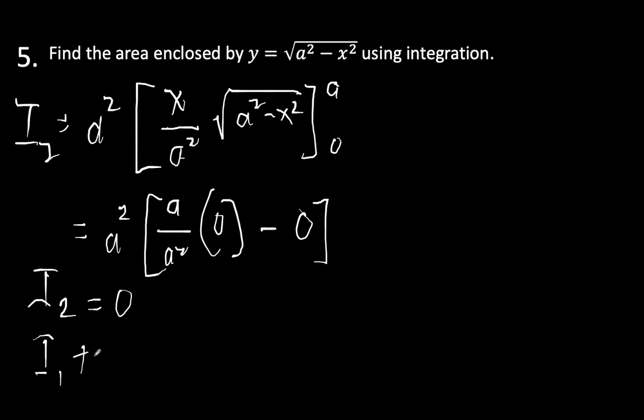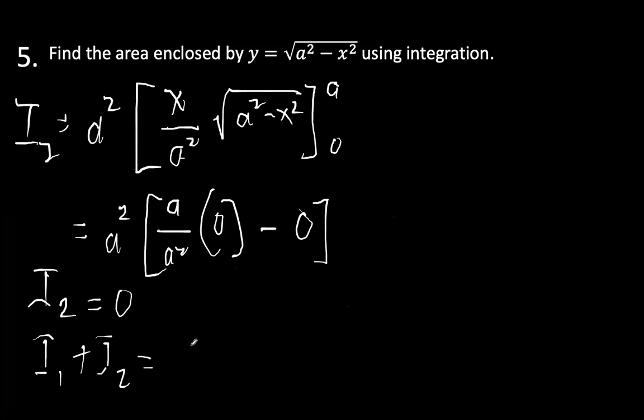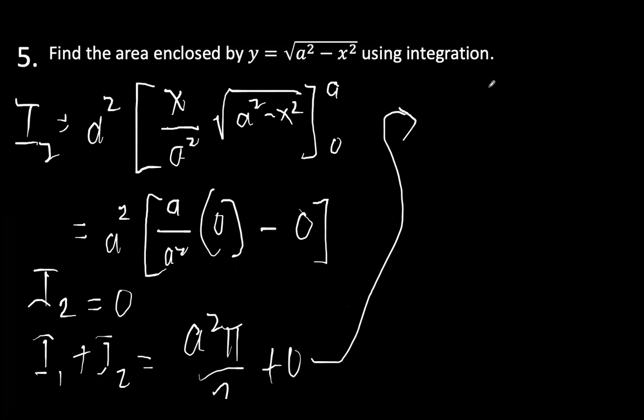Therefore, I1 plus I2 is equal to, I1 is equal to what? Oh, what is I1 equal to? Here we go. It's a square pi over 2, plus 0. So this is a square pi over 2. This is our final answer.